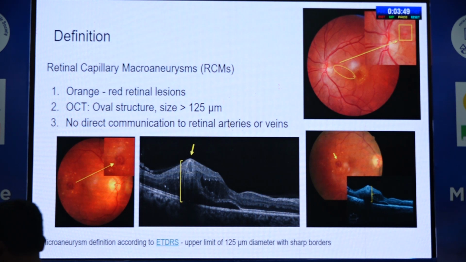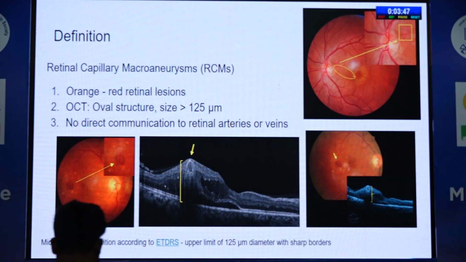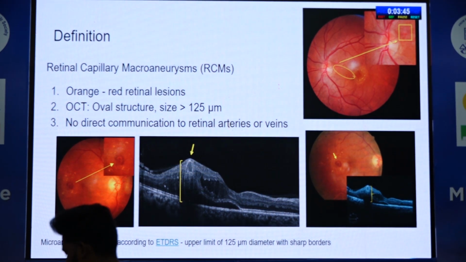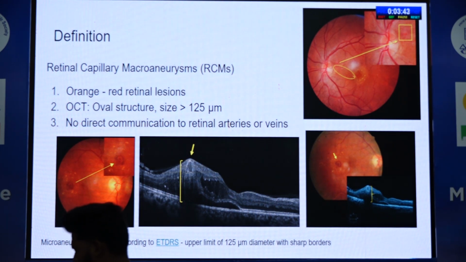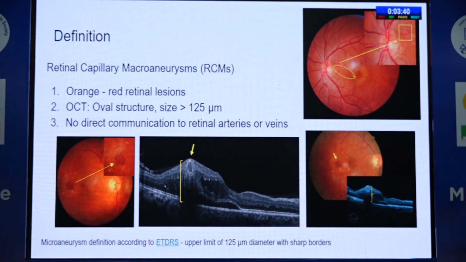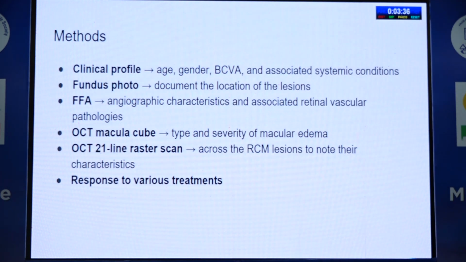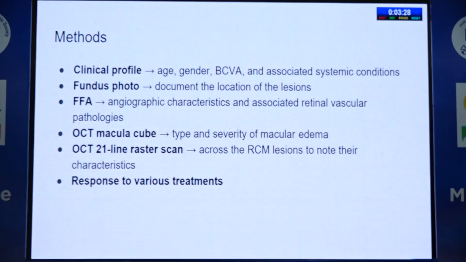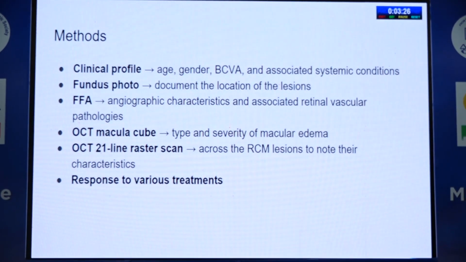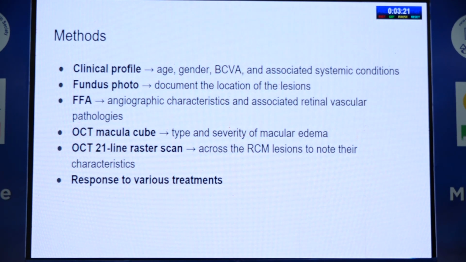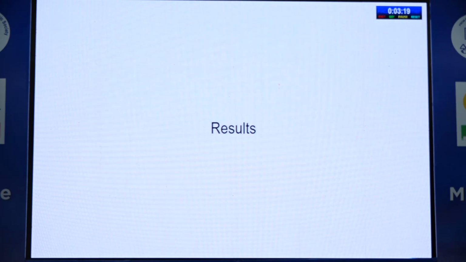Retinal capillary macroaneurysms were defined by the presence of orange-red retinal lesions clinically, and on OCT an oval structure with size more than 125 microns, and importantly no direct communication to either retinal arteries or veins. The clinical profile of the patients was studied, fundus photo was documented, and fundus fluorescein angiography was done to know the angiographic characteristics of these lesions. OCT macula cube and OCT 21 line raster were done to know the OCT characteristics, and response to various treatments was also studied.